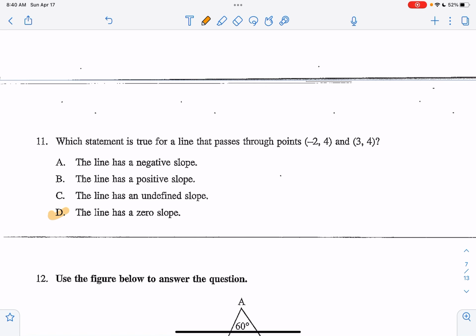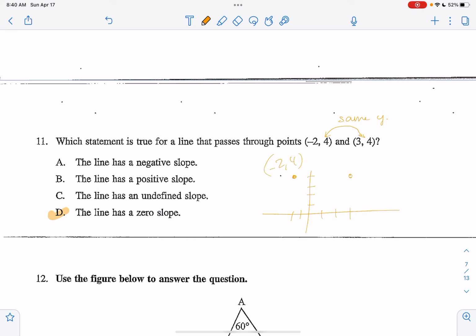Next one, number 11. Which of the following statements is true for a line that passes through the points -2, 4 and 3, 4? So you notice that they have the same y values. So if you make a graph, you have -2, 4, and for 3, 4, it's going to make a horizontal line if you connect the dots. And a horizontal line, have we seen this before? It has a 0 slope.